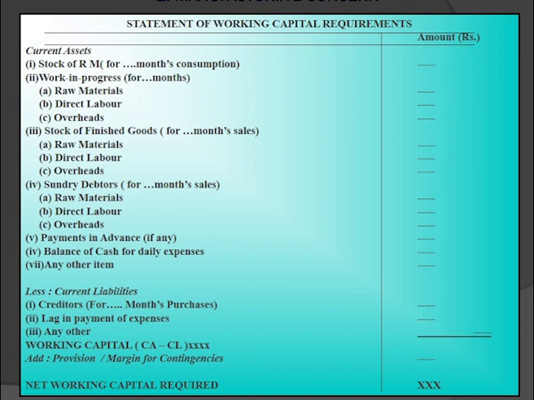So, here the second one is the manufacturing concerns. We need to focus more and more on this manufacturing concern working capital estimation. Here, in the statement of working capital requirements, in the earlier case of trading concerns, there is no manufacturing process or production process. Here it is manufacturing concerns.